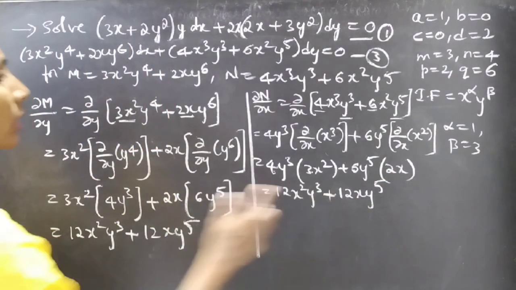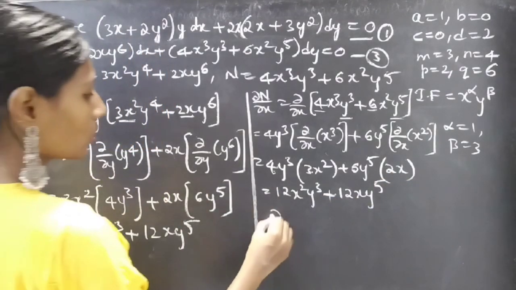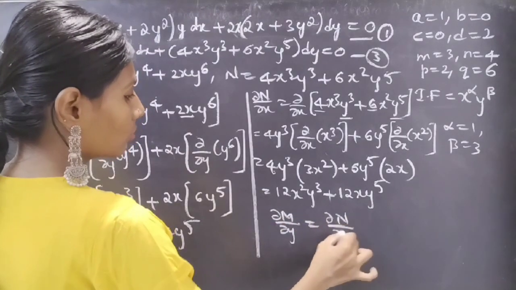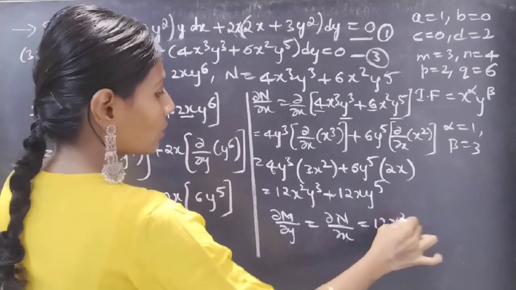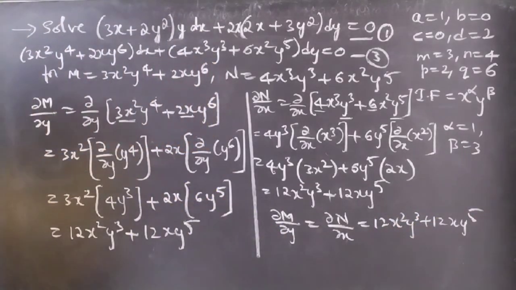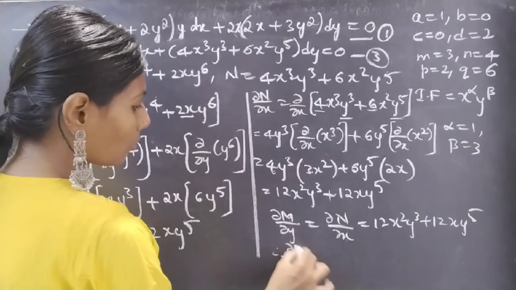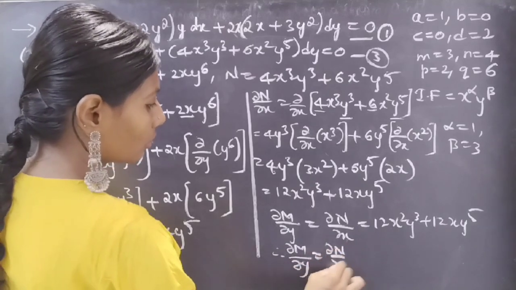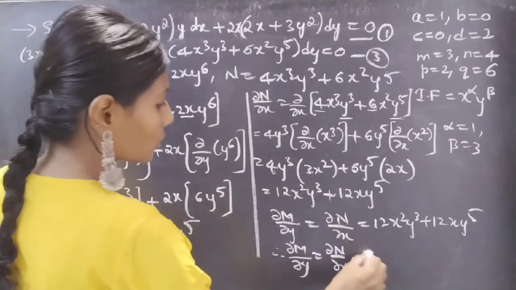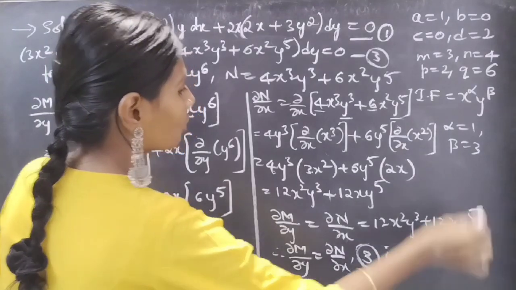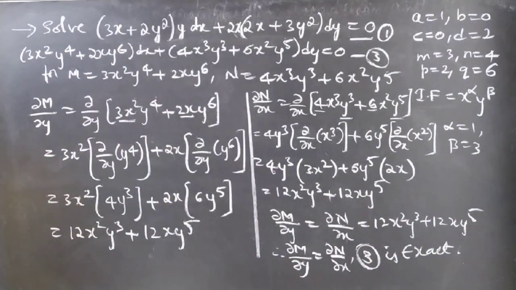Now by observing these two, we can say that the partial derivative of m with respect to y equals the partial derivative of n with respect to x, equal to 12x square y cube plus 12x y power 5, which says that equation 3 is exact. So we have reduced the given differential equation to an exact equation.